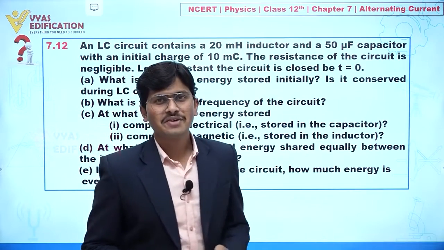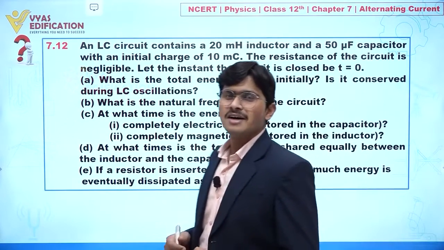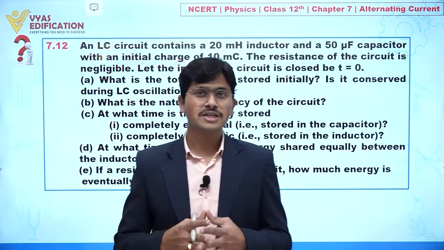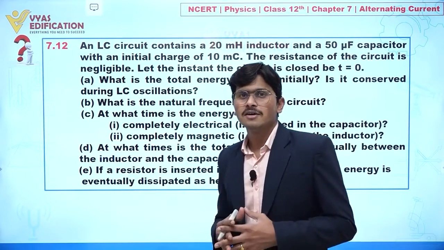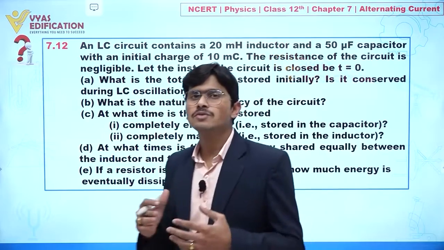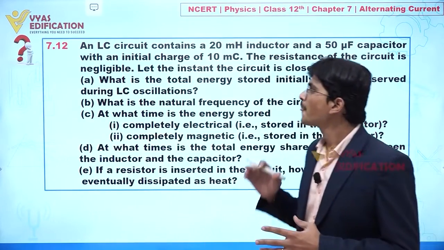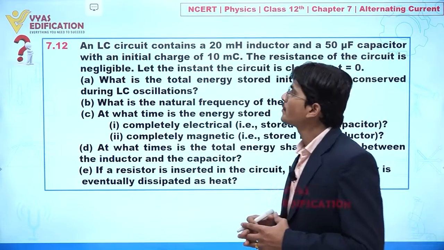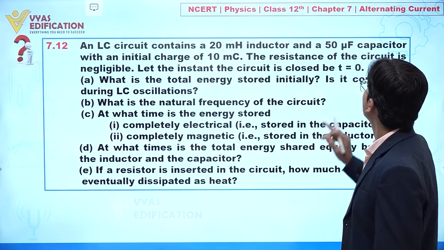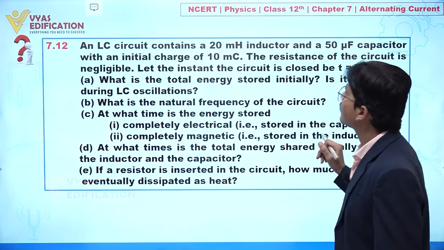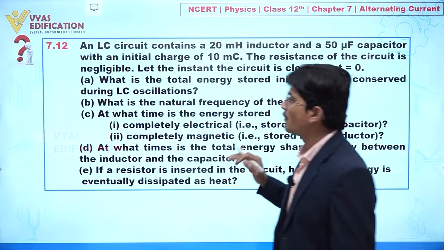Now dear students, we are going to discuss question number 7.12. This question is conceptual and a little bit lengthy, but it will provide you more concept, so concentrate on it. In this question it is given that an LC circuit contains a 20 millihenry inductor and a 50 microfarad capacitor with an initial charge of 10 millicoulomb.